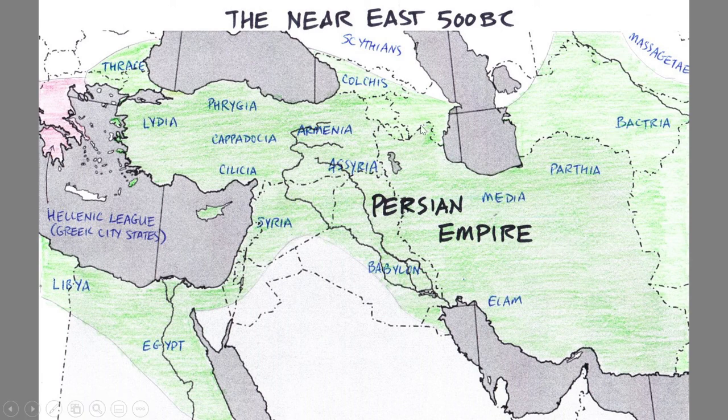And notice there are all kinds of other people groups there. Notice Colchis is not a kingdom anymore. So look at all the different people groups. You need to create this map if you haven't already. And let's talk about it really briefly.